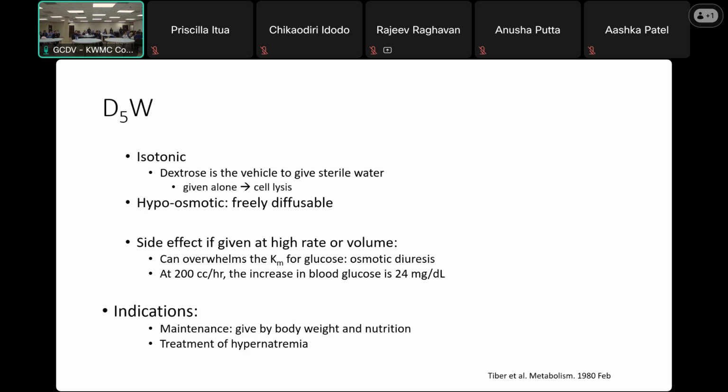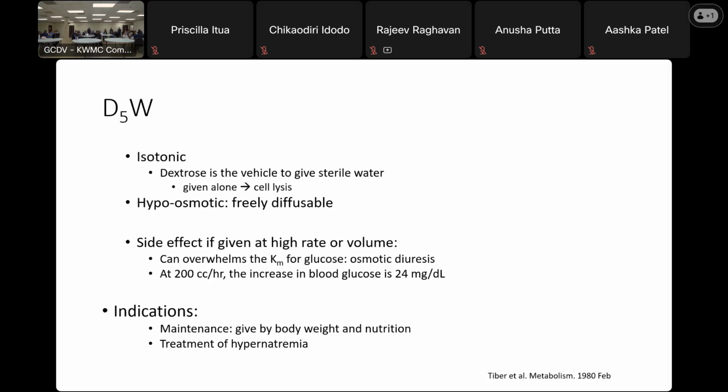The more sugar you give, it can cause hyperglycemia. They say if you give it 200 cc's an hour, you're going to increase the blood glucose by about 24. For most people, that's not a big difference, but again, sometimes you have patients with hyperglycemia to begin with, and just keep in mind, if they're hyperglycemic and then you end up giving dextrose water, particularly high amounts, you may cause their sugars to go even higher.